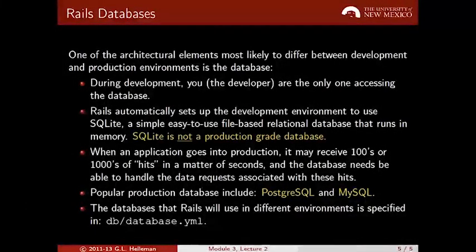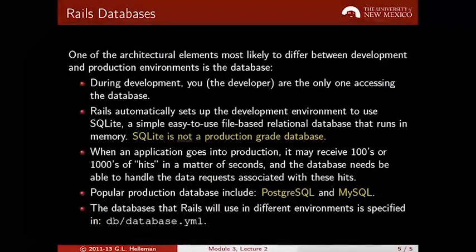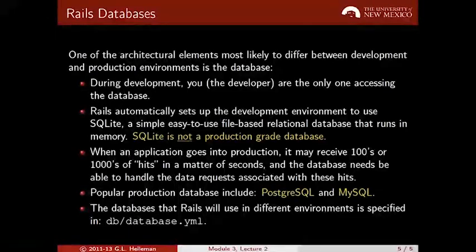The databases that Rails sets up for you to use are specified in the database.yml file. This is an example of something that we've discussed previously, convention over configuration. You don't want to have to spend a lot of time configuring your databases. Rails does it for you, so just go with it.